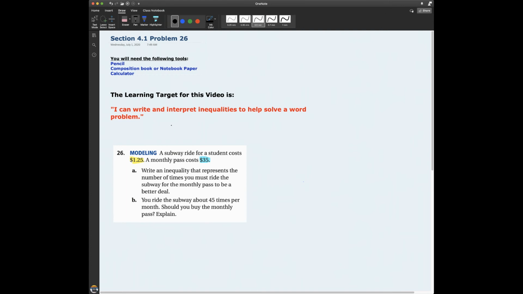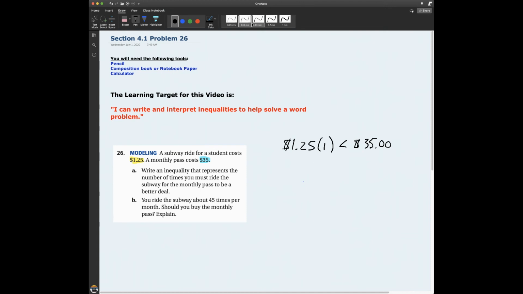So what's going on there? If I ride the subway once, I will spend $1.25. And if I ride the subway one time, then I multiply this by 1, and that is definitely less than the monthly pass, right? So if I just ride the subway once in a month, that's definitely a better deal. I shouldn't spend $35. I'm just going to ride the subway once.